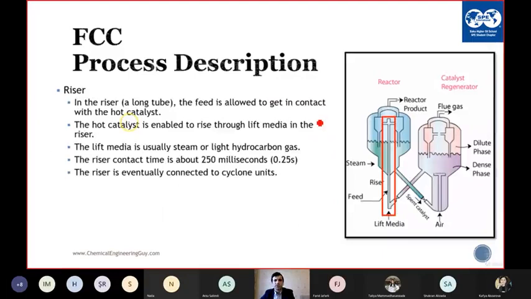Okay, here it is again explained that we have a riser reactor. In the riser, this is the long tube where we have the reaction. The feed is allowed to get into contact with the hot catalyst, and the hot catalyst is enabled to rise through lift media in the riser. We can also call it lift reactor.